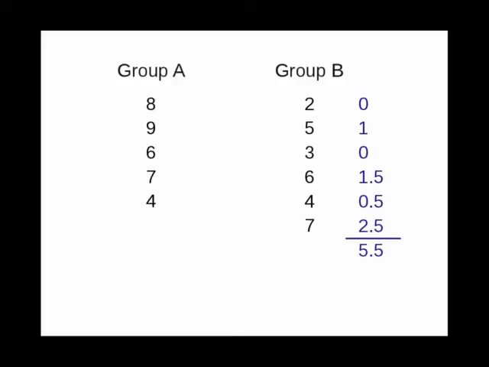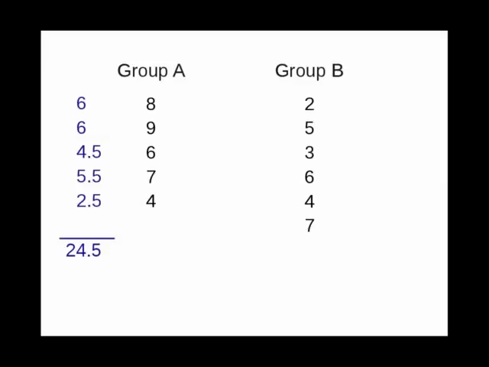Add up the points and you get a total of 5.5. That's the Mann-Whitney U statistic. If you look up that value in a table, you'll see that a value of 5.5 has a probability of 1/10, 0.1, so there isn't a statistically significant difference between these two groups.